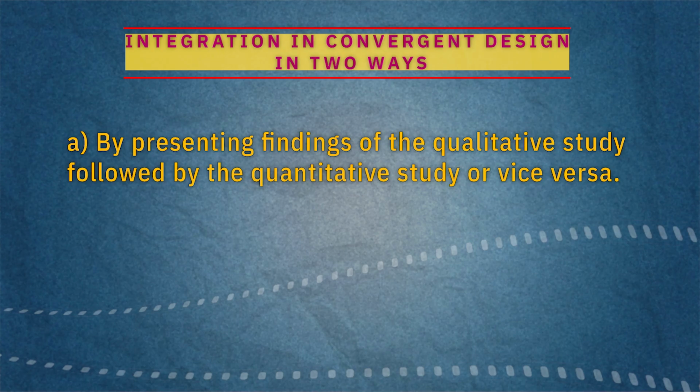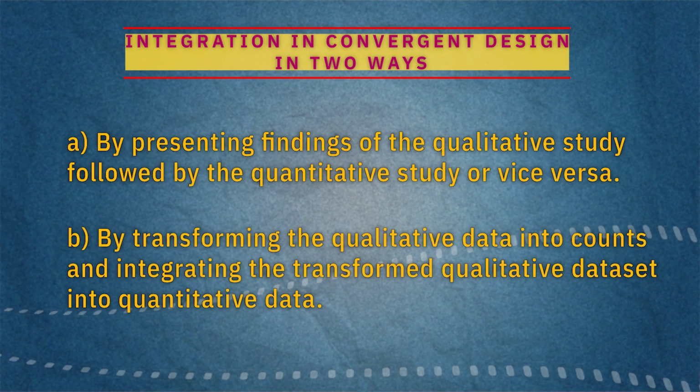Now, the integration in convergent design can happen in two ways: by presenting the findings of the qualitative study alongside the quantitative study or vice versa, or by transforming the qualitative data into counts and then integrating this transformed data into the quantitative results. Let me share an example.